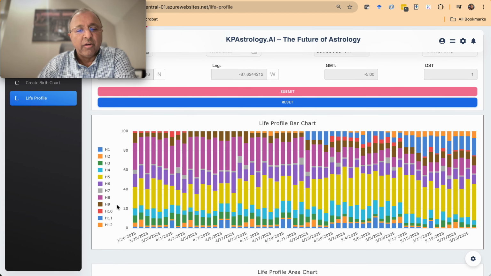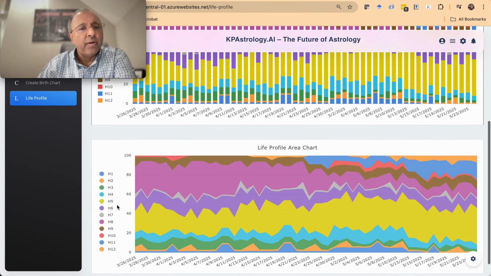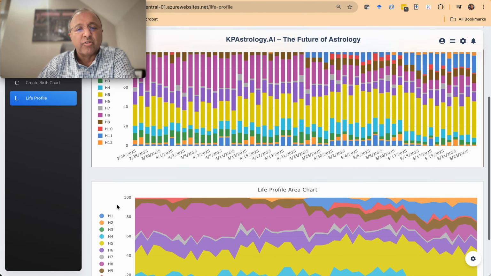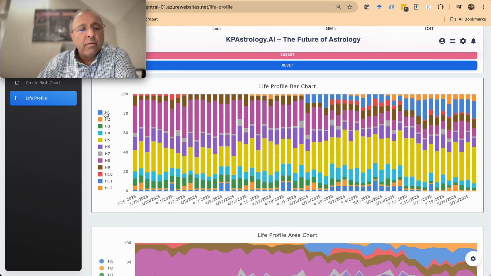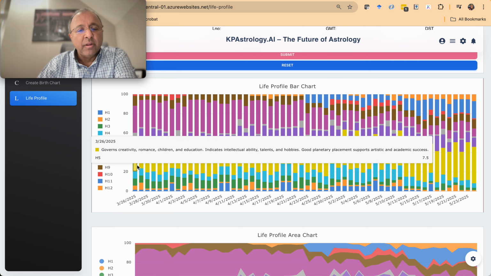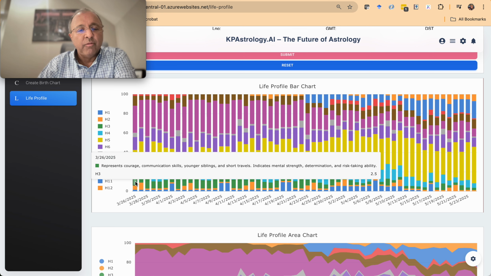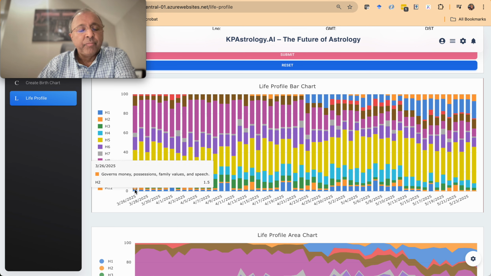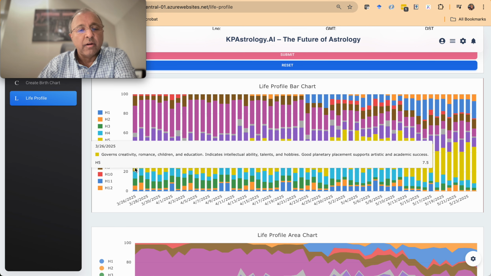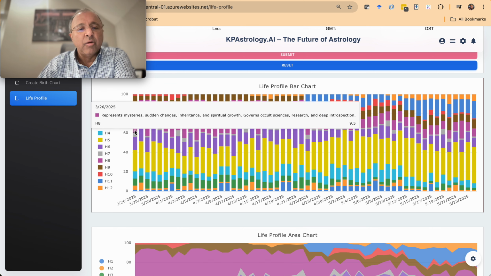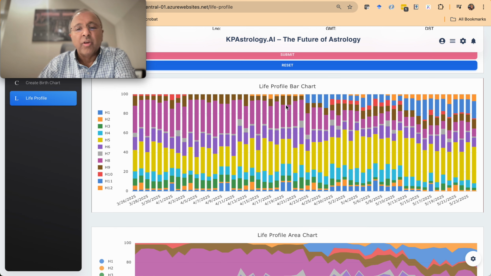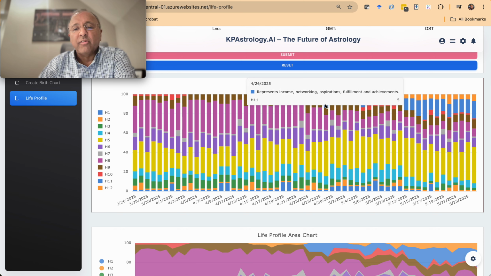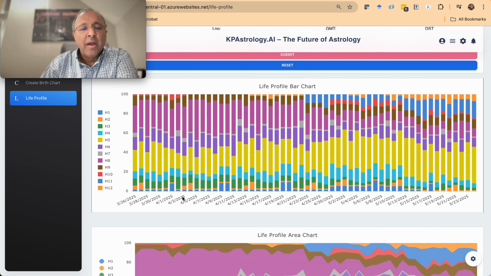These two charts here are the exact same. They're just different representations, just different formats. But as you can tell, they're all in houses. We put the hover on this so you can tell what each house actually speaks about, right? You can tell what the first house is all about, what the second, the third, fourth. As you hover there, it'll tell you what the house meaning is. So if you go up here, it tells you house 11 is for income, networking, aspirations, fulfillment, and achievements, right? So you get that.